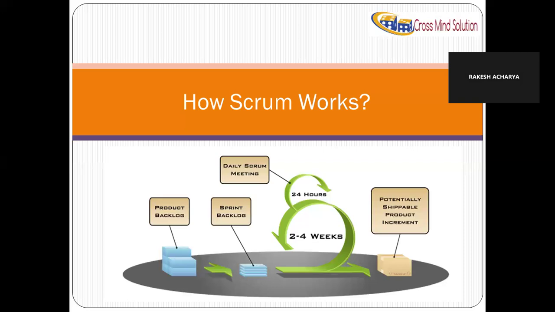Okay. So here I'm taking, let's say, a 2 week cycle. First I will find out what items or features I'm going to deliver in these 2 weeks. If you can see here, I have the product backlog and I have a sprint backlog. So what is the difference between product backlog and sprint backlog? Product backlog is the end-to-end product information that you want to implement or develop.